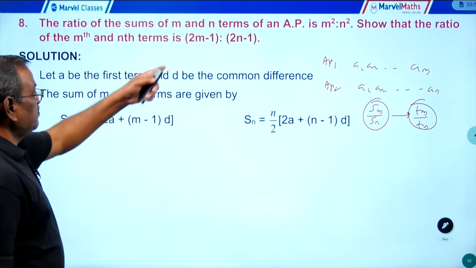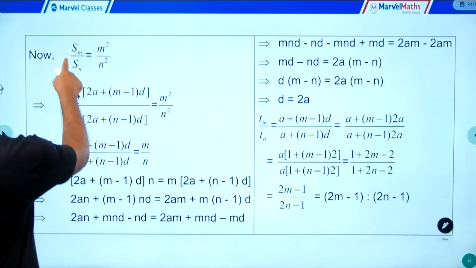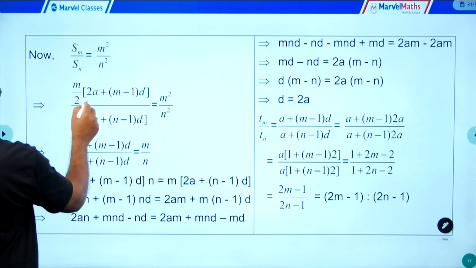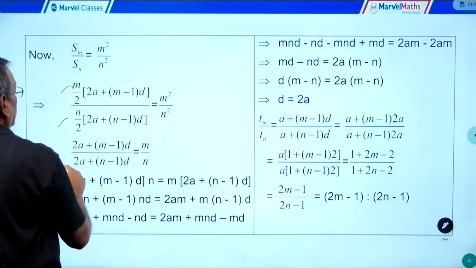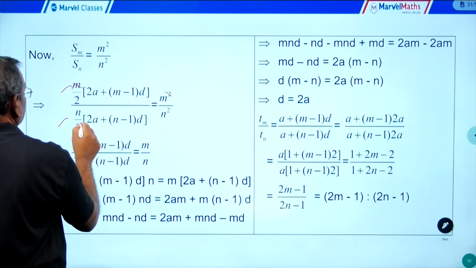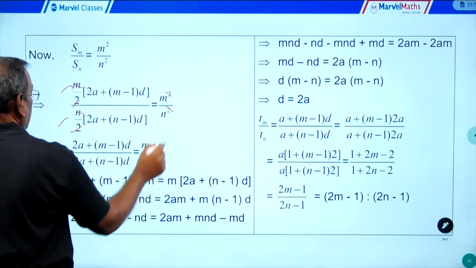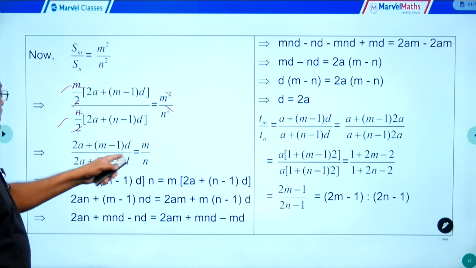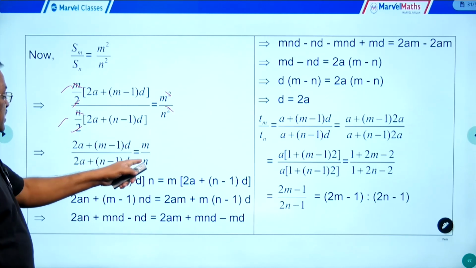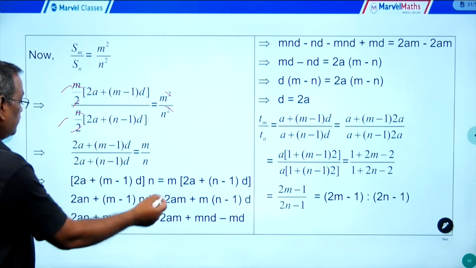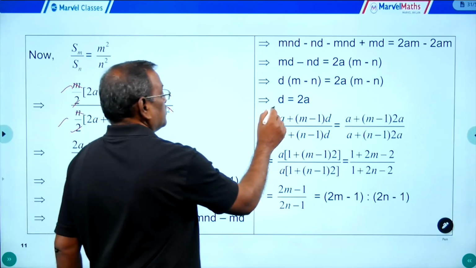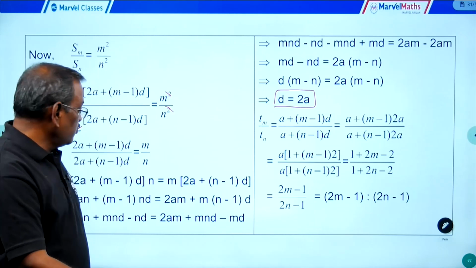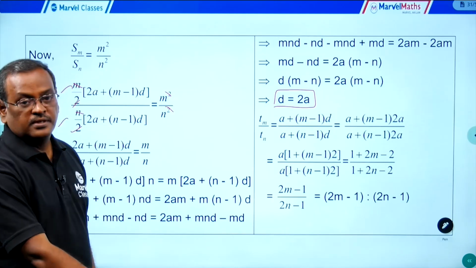Now apply the given ratio. Sm by Sn equals m square by n square. So m by 2, 2a plus (m minus 1)d, by the formula, and n by 2, 2a plus (n minus 1)d. The 2s cancel, and m and n cancel. So what is the final expression? 2a plus (m minus 1) into d equals m, 2a plus (n minus 1) into d equals n. If you simplify, if you cross multiply, you will get one small relation, d equals 2a. Focus more on the arithmetic operations.